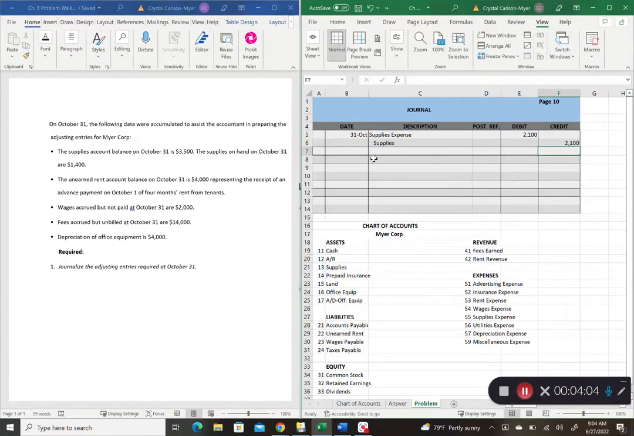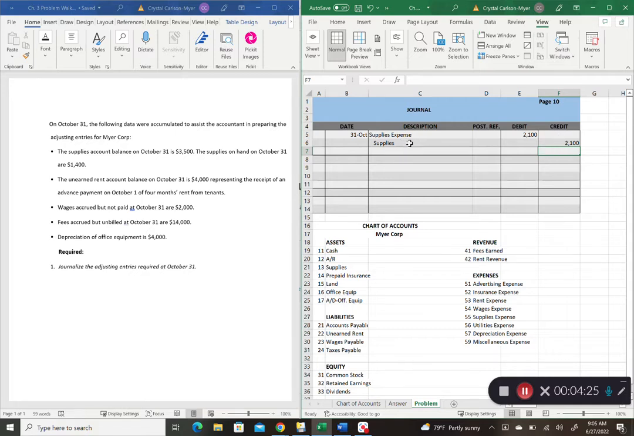So if I go back to my rules of entering or making journal entries, I want to say, do I at least have 1 debit and at least 1 credit? I do. I have a supplies expense debit and a supplies credit. Are they different accounts? So yes, because I have supplies expense and supplies. And do they balance? Do my debits equal my credits?